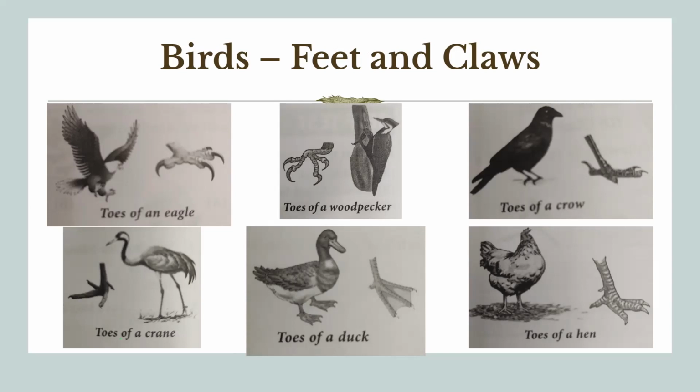We will see eagles and different birds. Eagle is also one of the birds. Then we have duck, crane, hen, and crow. Tell me, do all human beings look the same? No, ma'am. Similarly, eagle, crow, hen, duck, are they the same? No, ma'am. That is why I'm telling you all the birds have different types of feet and claws. We will come to each one by one. Understood?